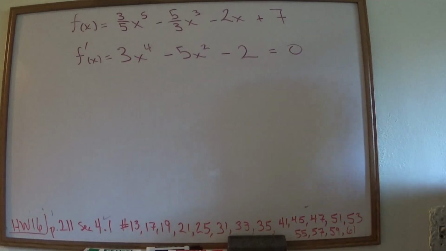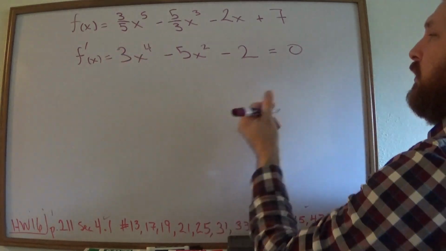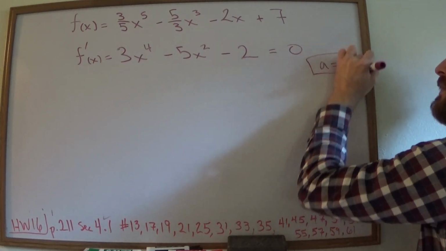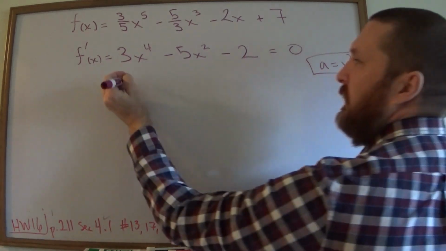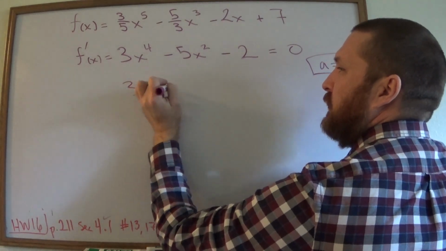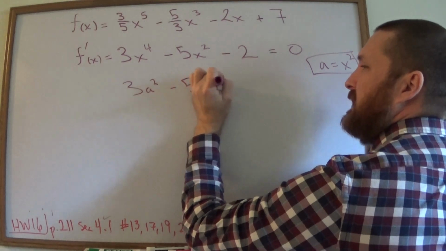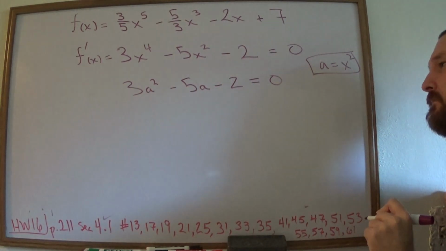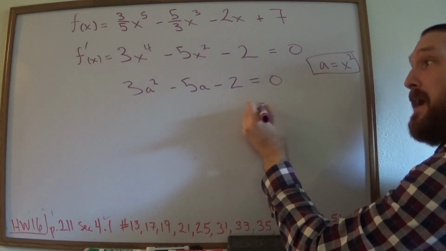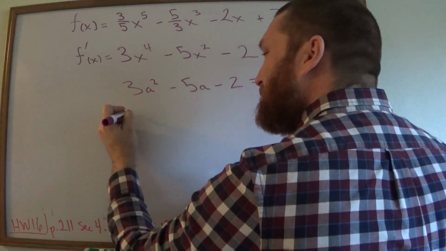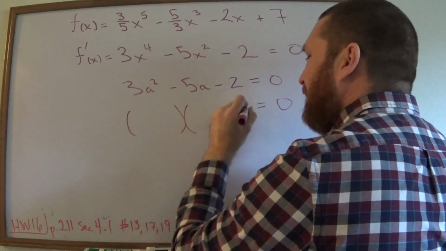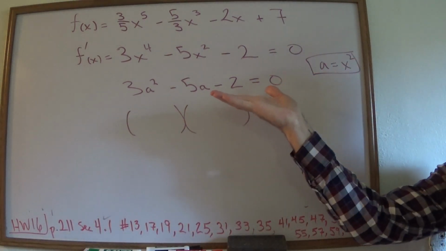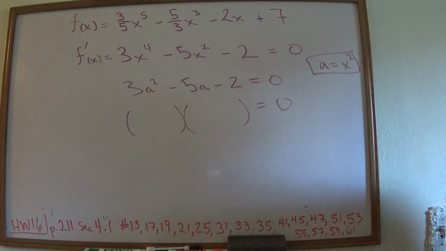But in this case, this has a quadratic form. It would be a quadratic if we made this substitution right here. So I'm going to let a equal x squared. And I get 3a squared minus 5a minus 2 equals 0. Now what do you want to do? Factor. You can probably factor it, because I made this one up. If you tried and you couldn't, then you would use the quadratic formula. But we can.